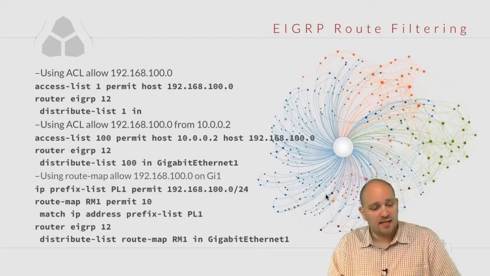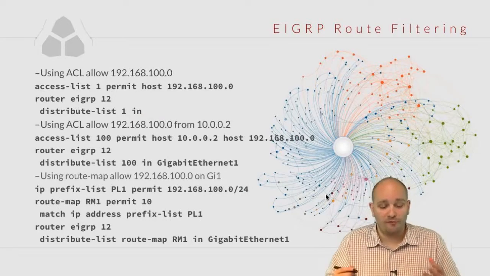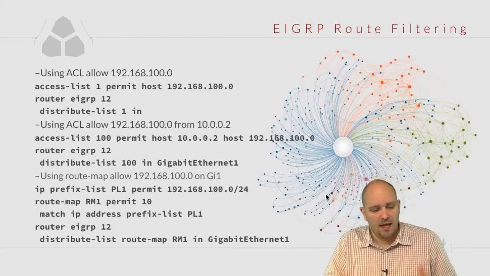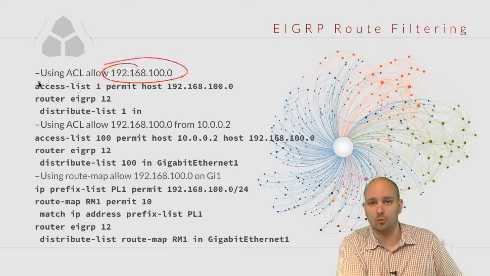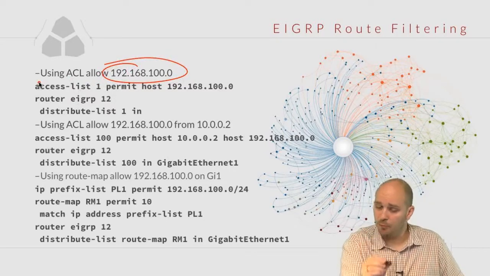Now let's take a look at the example of filtering using access lists. Let's say that we wanted to use the access list to allow 192.168.100. Now keep one thing in mind.